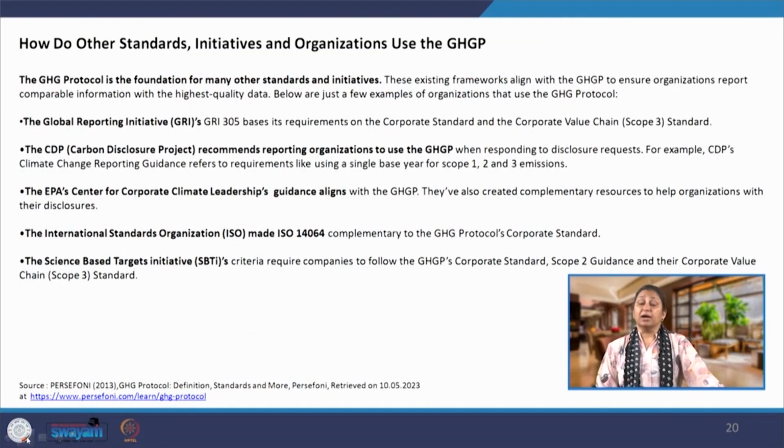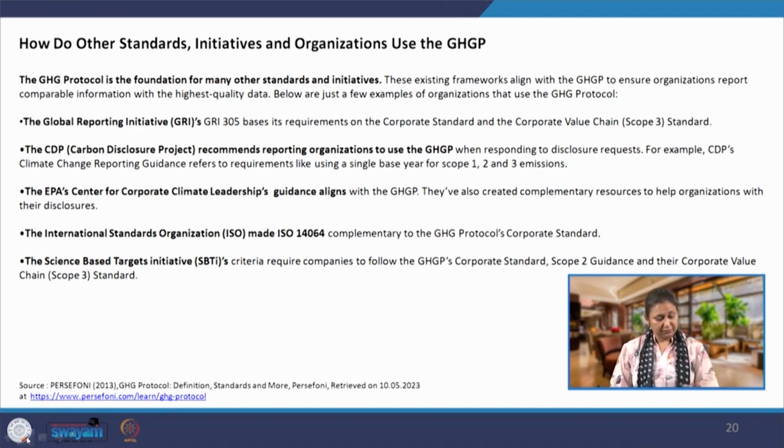Now, there are other standards which we had talked about initially also, which are similar to the use of the greenhouse gas protocol, which help us in GHG accounting. So, as I had clearly mentioned, we have the CDP, Carbon Disclosure Project, which recommends reporting organizations to use the GHGP when responding to disclosure requests.